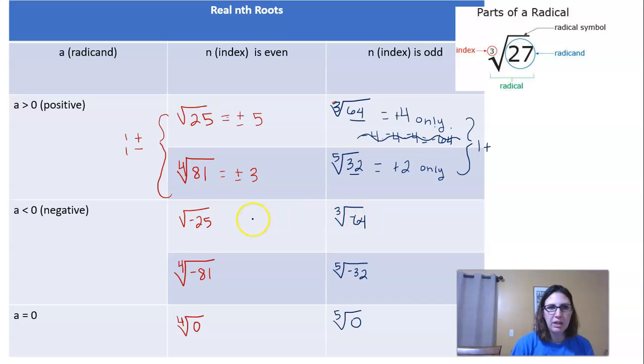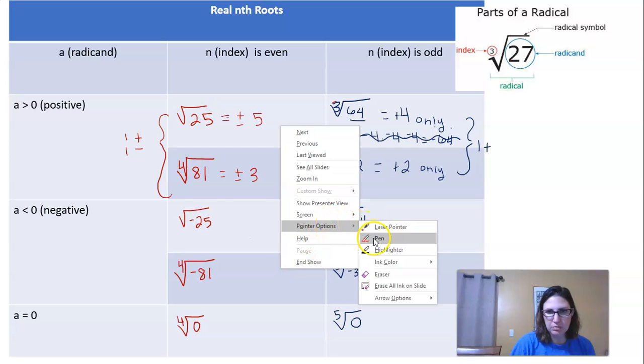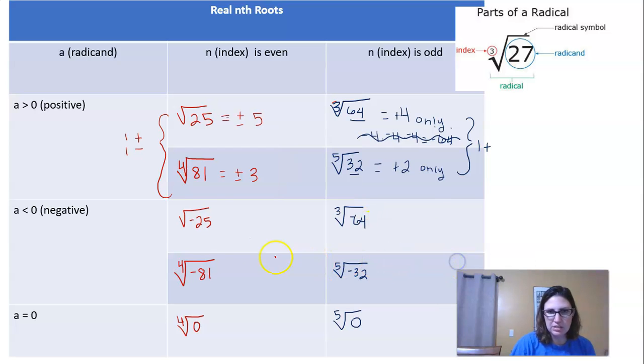Okay, now let's go ahead and look down here where we have some negative numbers inside. You guys are pretty used to it, but once again, you're going to see the difference between if your index is even, like if you have power 2, power of 4, versus power of 3, and power of 5. Let me switch my pen to red, and let's look at these examples right here. So you guys know that the square root of a negative 25 is going to give you an imaginary solution. You know the square root of 25 is 5, but it's also going to give you an imaginary solution. And imaginaries always come in pairs.